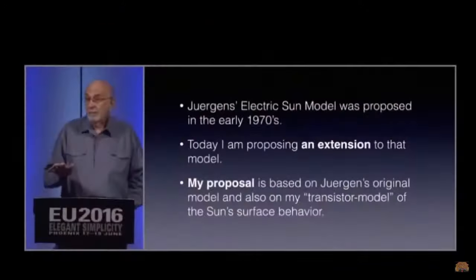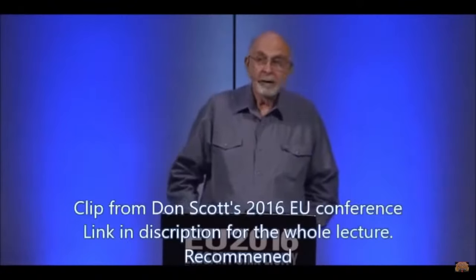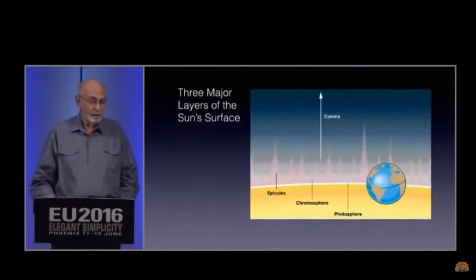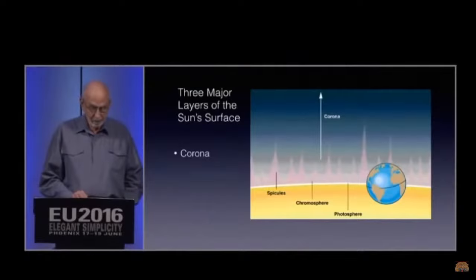Surface works very analogously to the way a PNP transistor works. And we'll see that briefly at least. Anyway, again, to state the obvious, we all probably know that the major three layers on the sun that are important, as you come toward the sun in the order in which you see them, would be the corona, the chromosphere, and the photosphere.